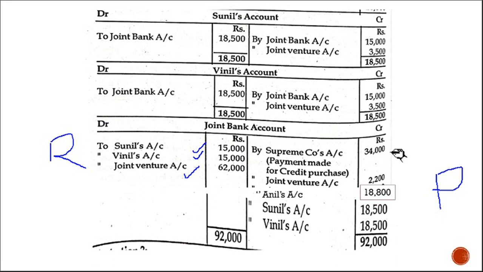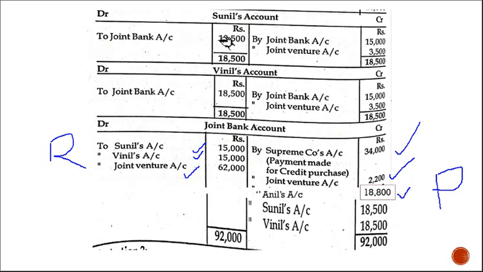And payment, which are the payments that we have to make from the bank? See here, Supreme Company Limited. So this is for payment made for credit purchases. We bought the goods from them. Then 2,200 other expenses, so we are giving the name joint venture account. Next, Anil's account 18,800. So total.